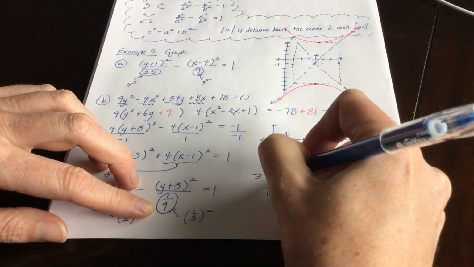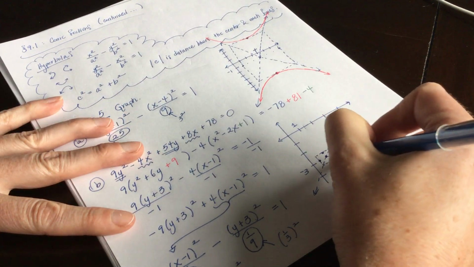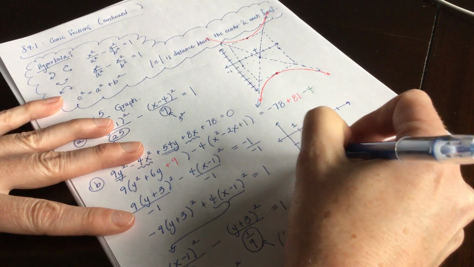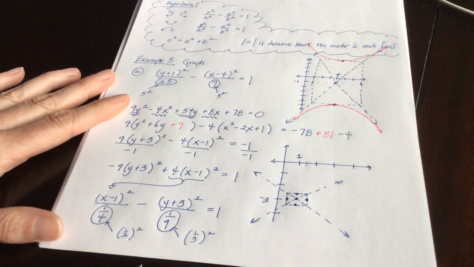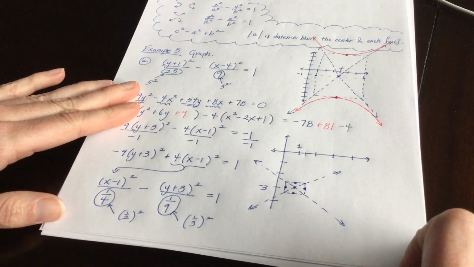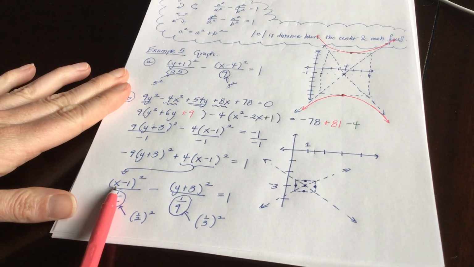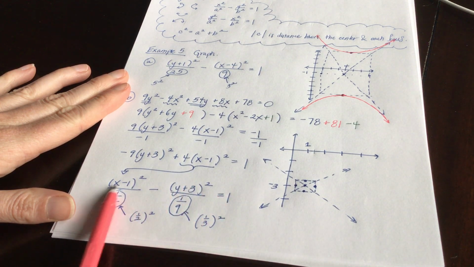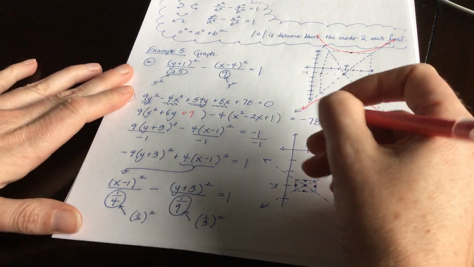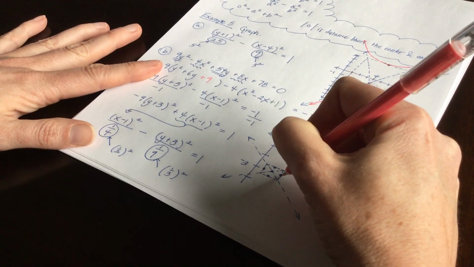Asymptotes. Make sure your asymptotes always go through the center and then also the corners of your boundary box. And then which direction should this go? When you got it into this kind of completed square form, or standard form, I should say, your x term was positive, and so that means your hyperbola will open in the x direction.